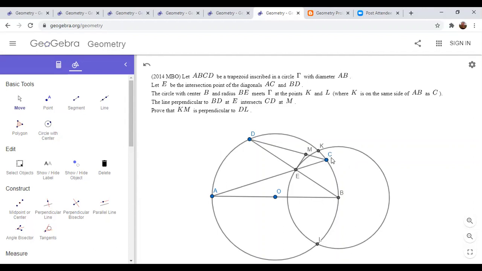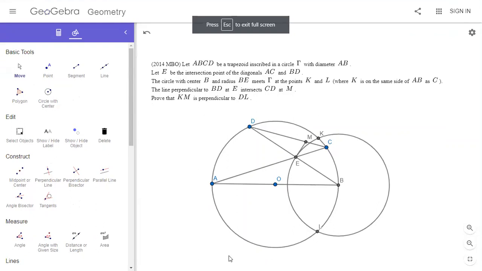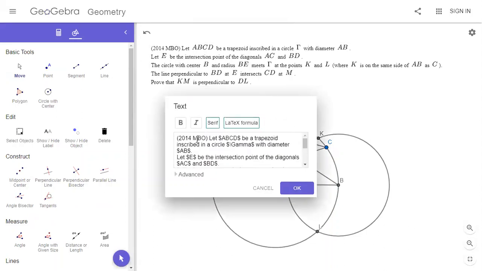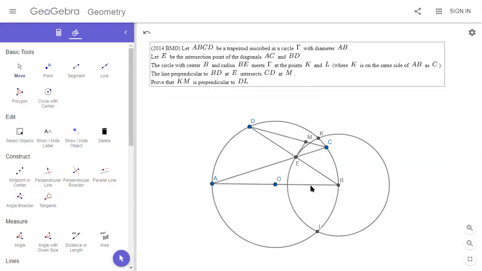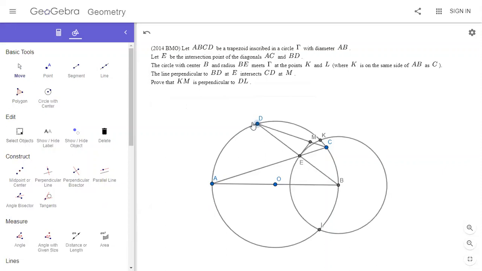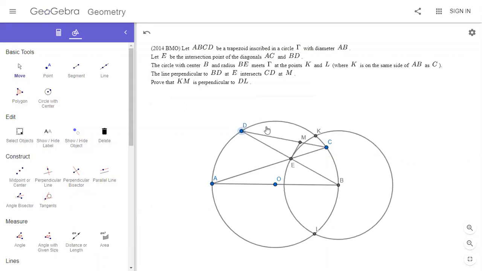So one way to show perpendicularity is we could show KD squared minus MD squared is KL squared minus ML squared. That's one way to do it. Let's see. So this is actually Balkan Math Olympiad. It should be BMO. So obviously these are both right angles, right? ADB and ACB.